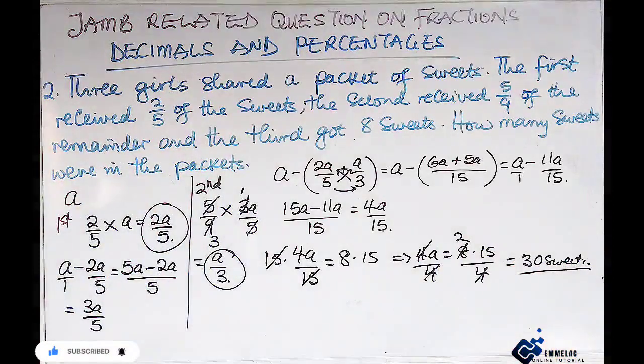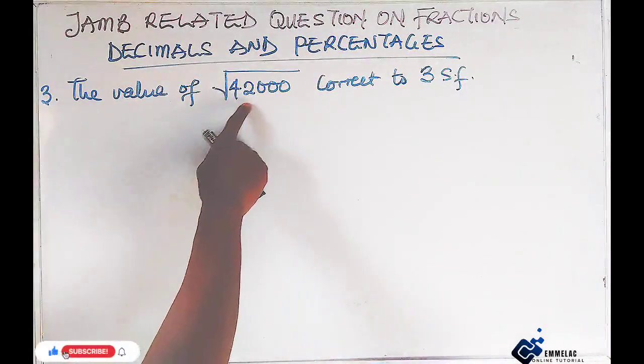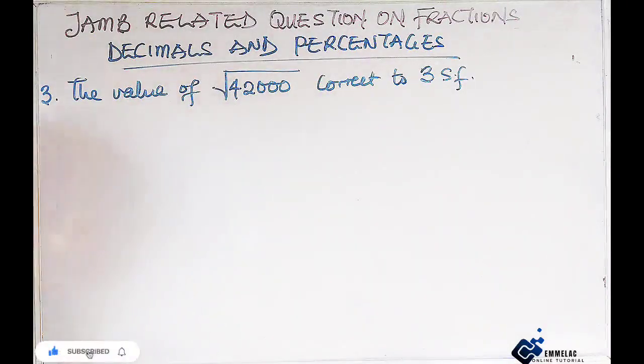Let's move to number 3. The value of the square root of 42,000 correct to 3 significant figures is.